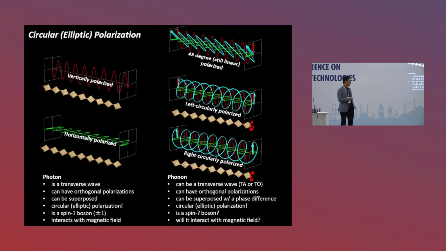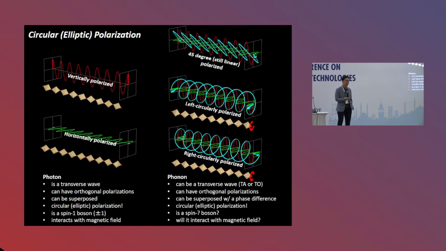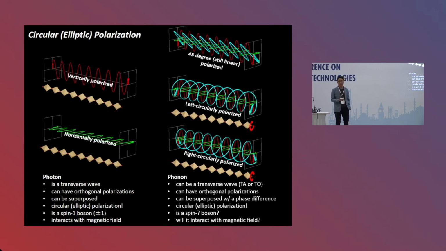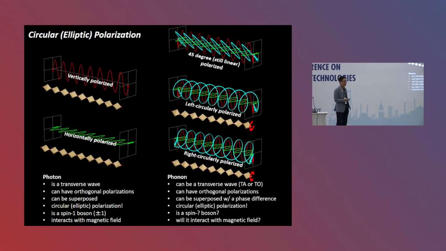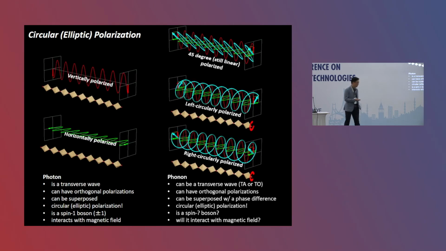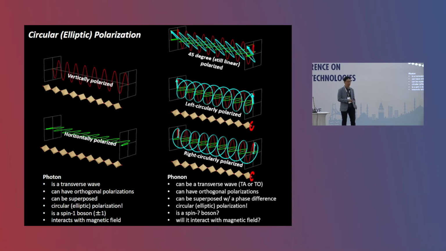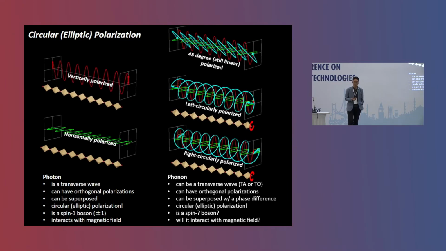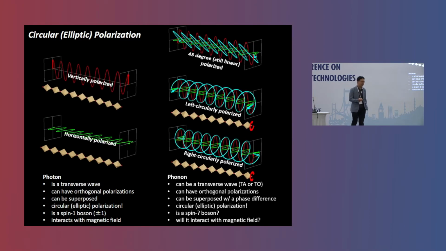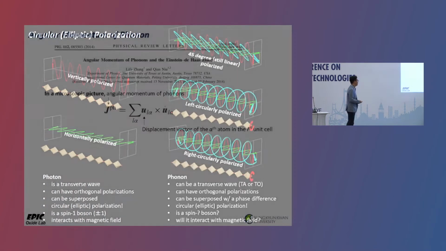So the construction of this chiral phonon is not difficult. It's very easy, actually. If you have transverse waves, then you can give them chirality in 3D space. But the question now is, if you have something like that, will it interact with the magnetic field, or will it create a magnetic moment inside the solid? That is the question we are having, and people have been looking into it.